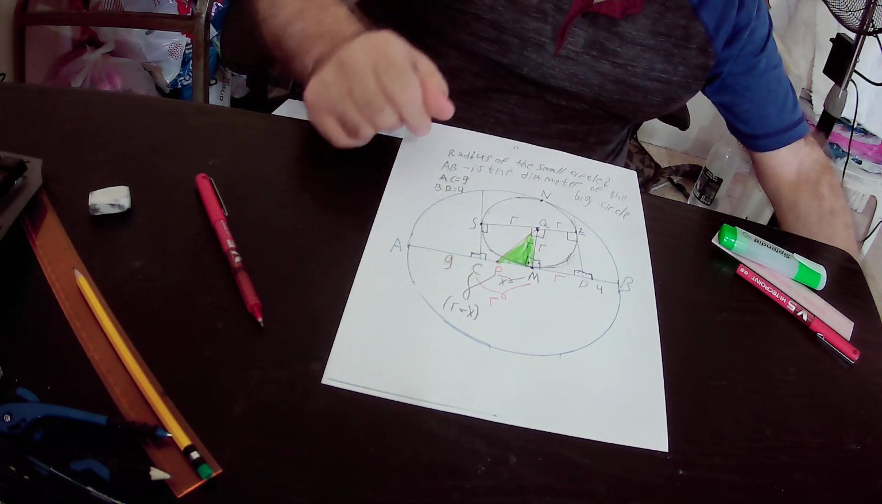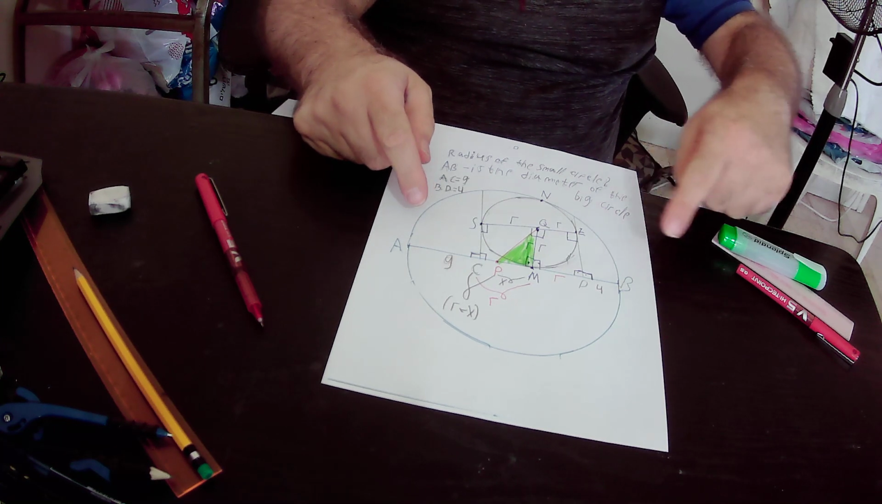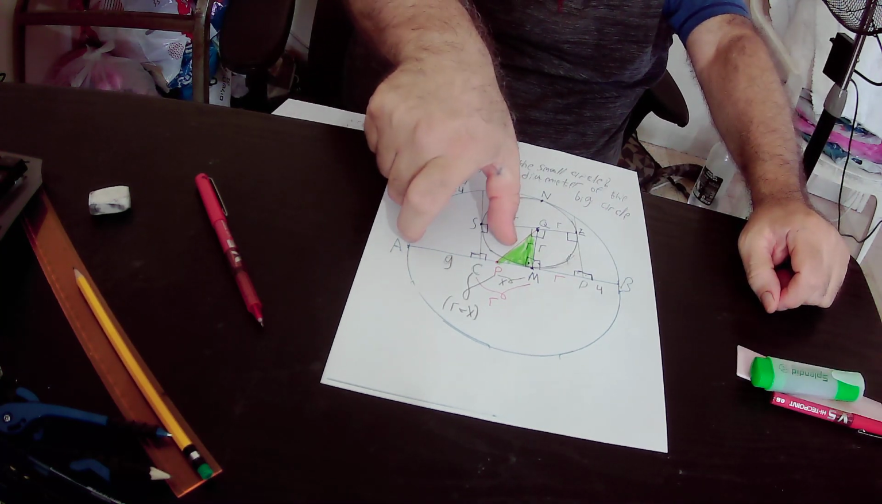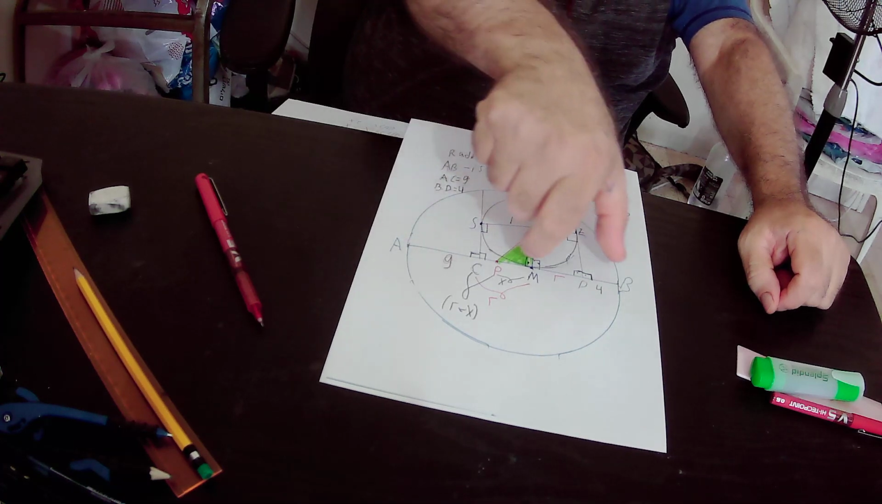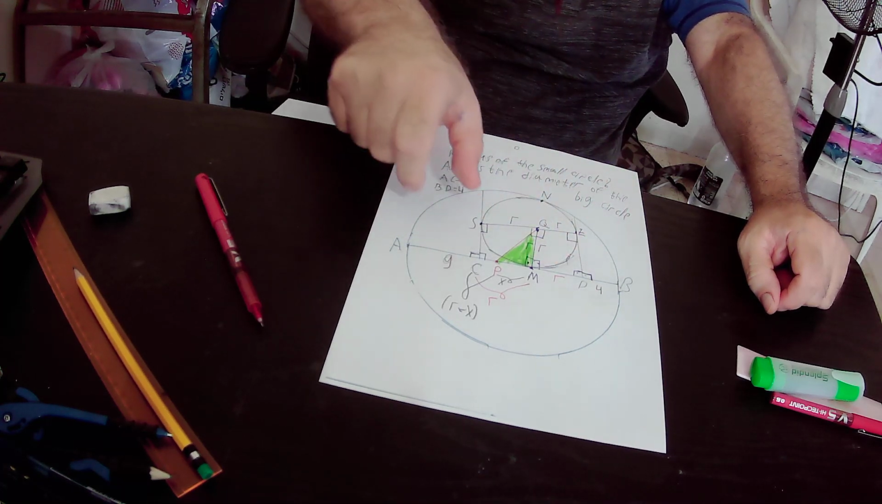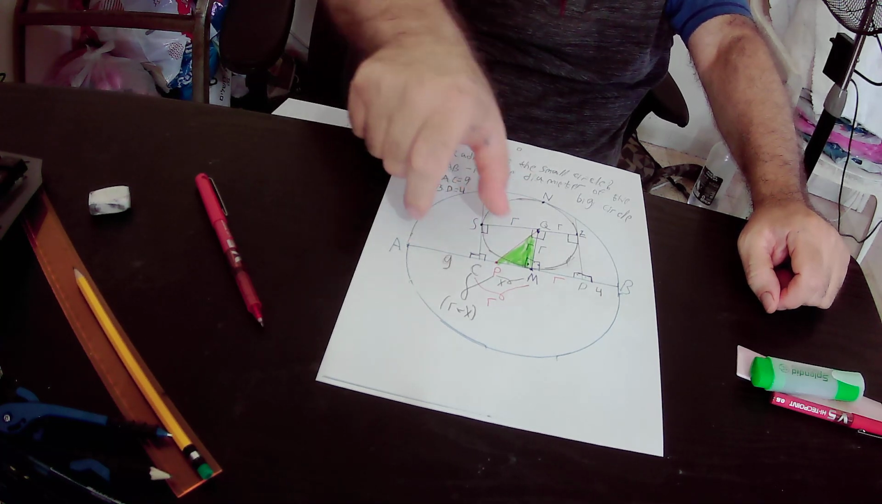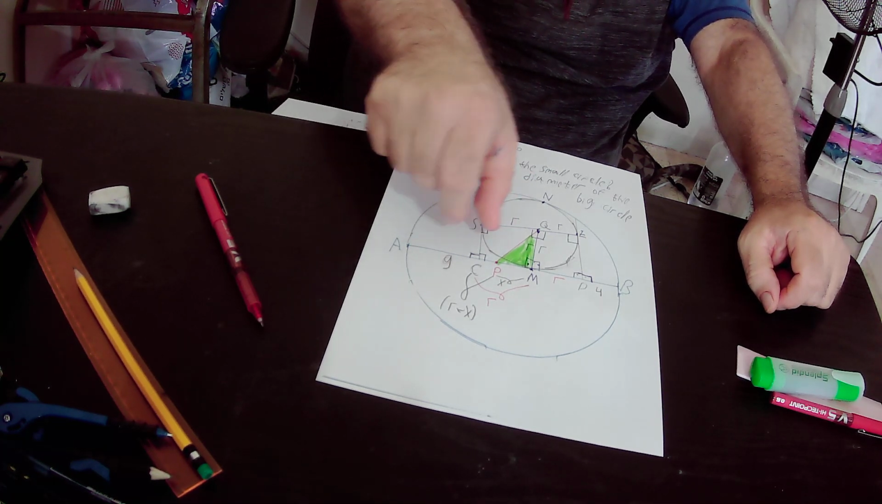And we know that AB is the diameter of the big circle, so AP equals capital R and PB also equals capital R. AP equals capital R, that is to say AP equals AC plus CP.